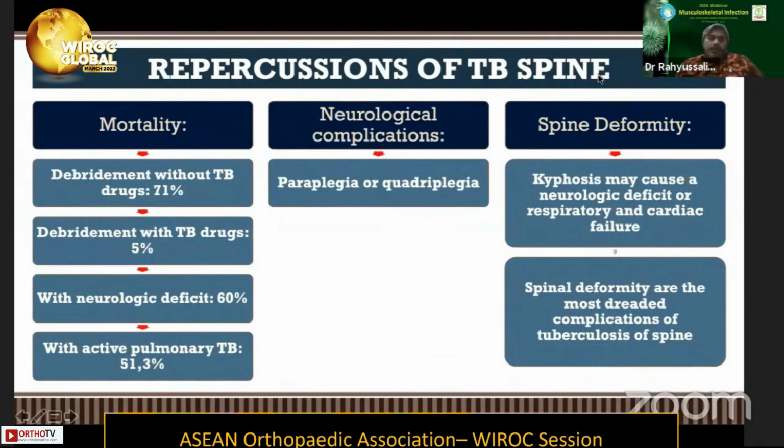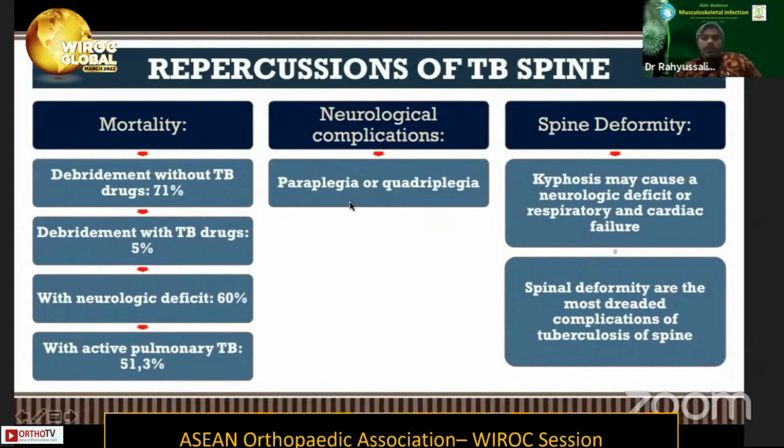So we know the repercussions of TB spine. From the literature, it is said that if we debride TB without TB drugs, there is 70% mortality, which decreases if we do the debridement with TB drugs. And if the TB infection comes with neurological deficit, the mortality will increase up to 60%.